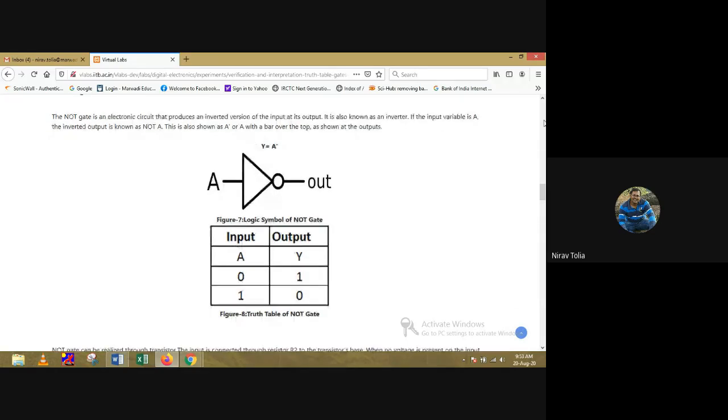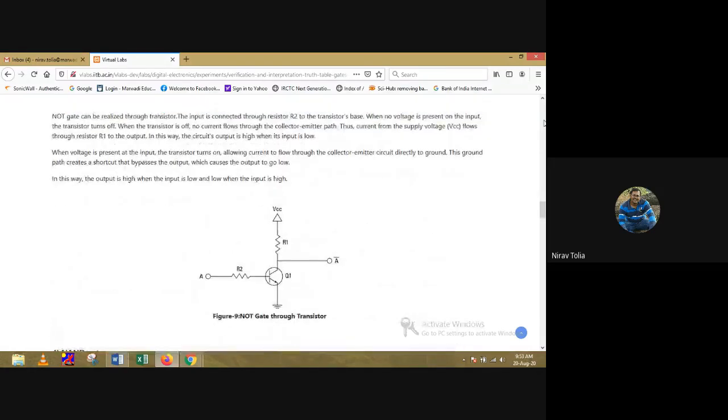Again, you can realize a NOT gate with a single transistor only. Suppose your input is A, then your output will be A bar. So this is the circuit which realizes the NOT gate by using a transistor. So a NOT gate can be realized through a transistor.